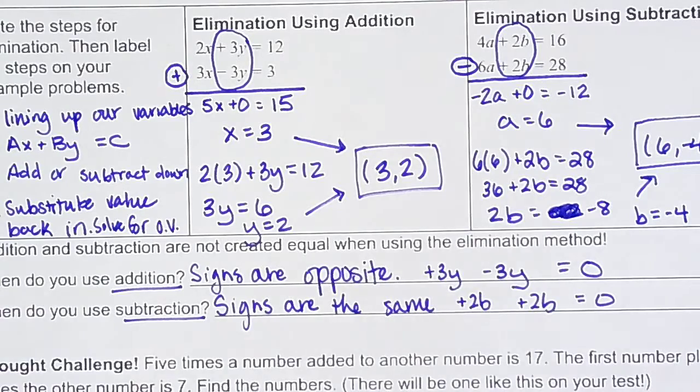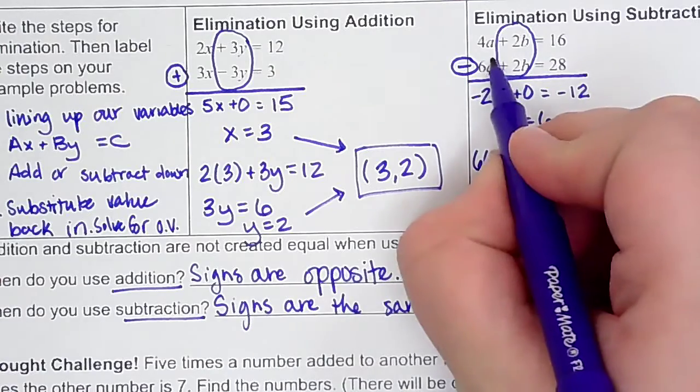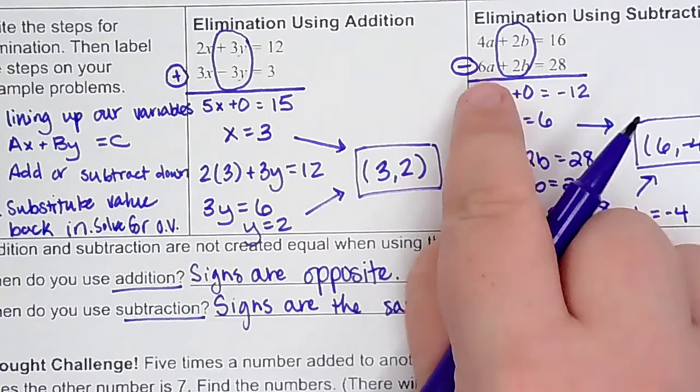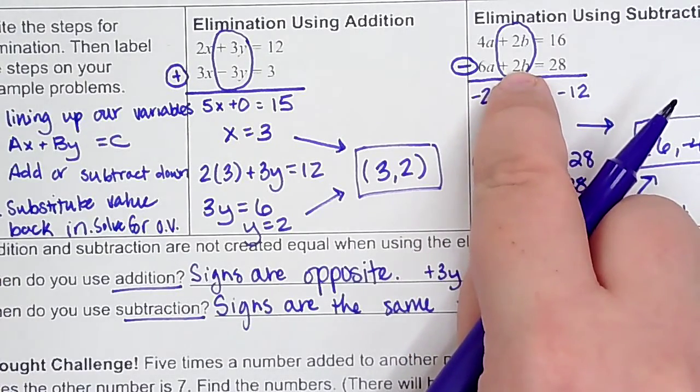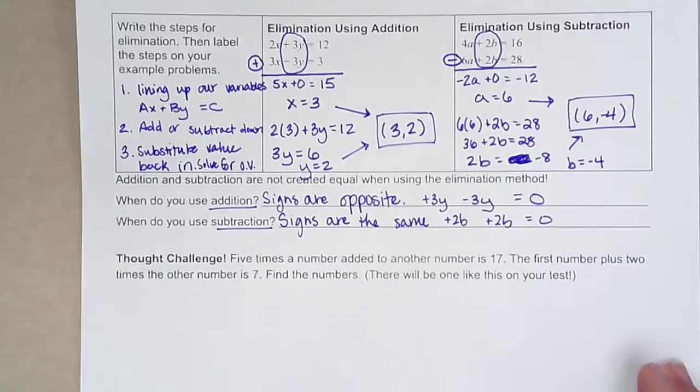methods, but we have to be really careful that when we're using subtraction, we subtract all 3 terms: first term, second term, and third term. We don't just give that subtraction to the one that we want to eliminate, we give it to all 3 variables in the equation. All right, quick thought challenge before we go.